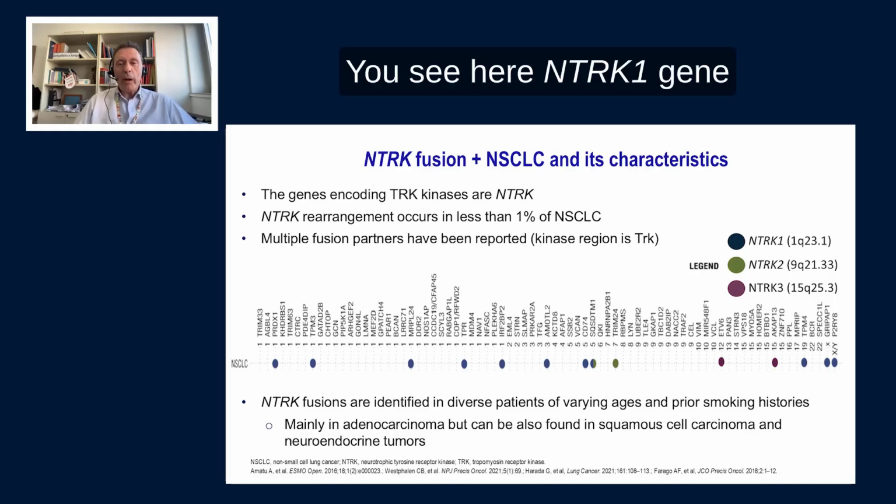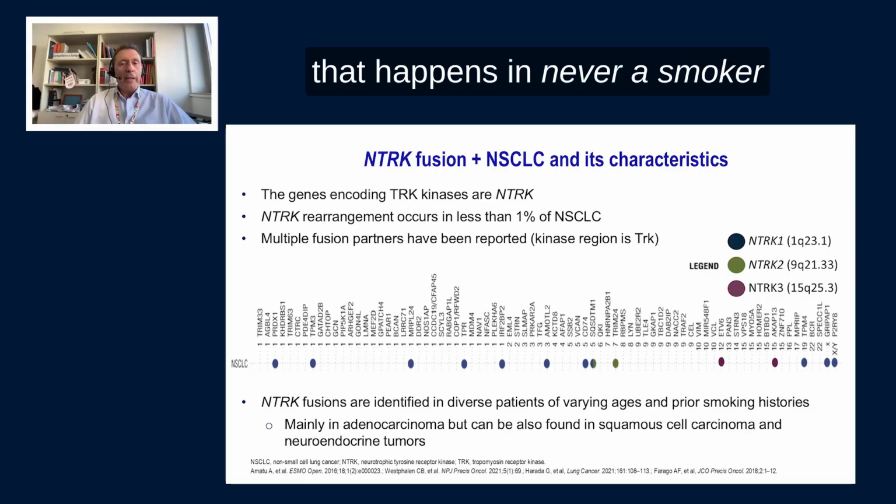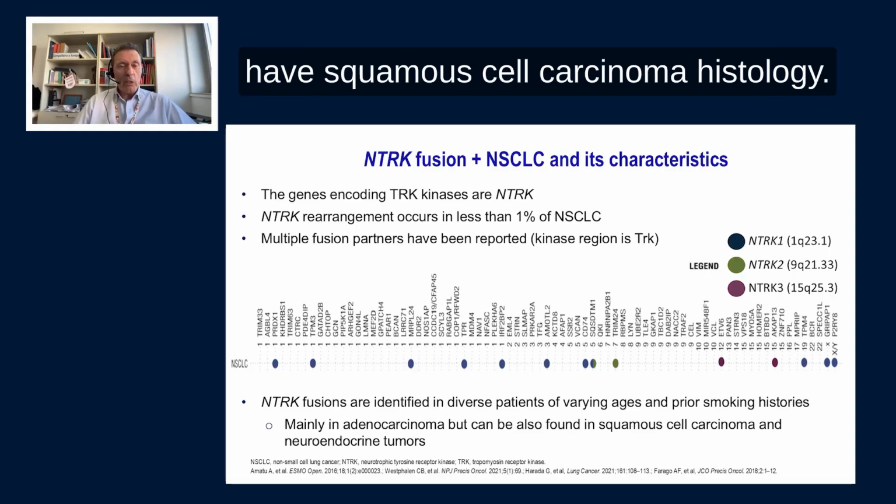You see here the NTRK 1 gene located on chromosome 1, NTRK 2 on chromosome 9, NTRK 3 on chromosome 15. You see the list of parameters affecting non-small cell lung cancer, more frequently NTRK 1, less frequent NTRK 2, and intermediate NTRK 3. More often this happens in never smokers or light smokers, but it could be in a smoker, more frequently in adenocarcinomas, but some patients also have squamous cell carcinoma histology.